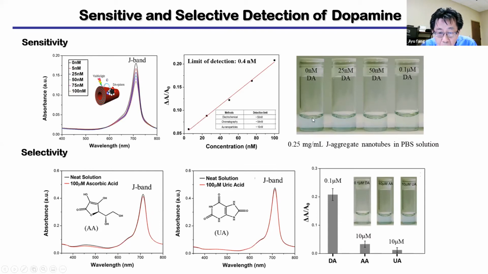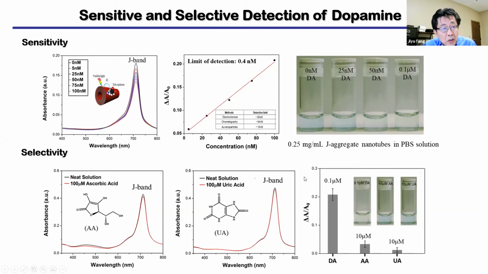This detection also can be visualized by the naked eye. This is the tubule solution, which appears blue. If you add dopamine and shine the light, photo-induced electron transfer takes place and the solution becomes transparent. So it is easy to detect dopamine.